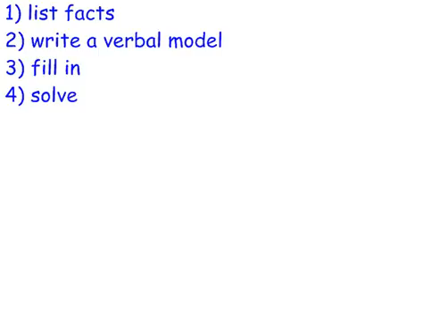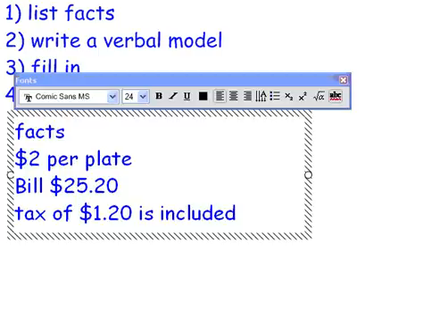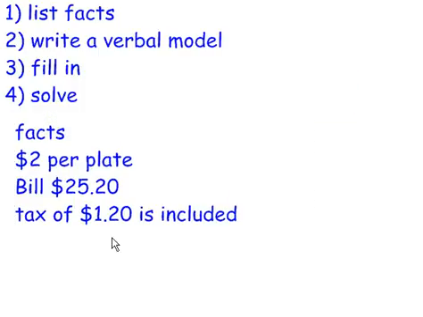So I'm going to read the problem. You and 3 friends are having a dim sum lunch at a Chinese restaurant that charges $2 per plate. You order lots of plates of wontons, egg rolls, and dumplings. The waiter gives you a bill for $25.20, which includes a tax of $1.20. Use mental math to solve the equation for how many plates your group ordered. Let's first let p be the number of plates. So here are the facts. $2 per plate, the bill is $25.20, and there's a tax of $1.20, which is included.